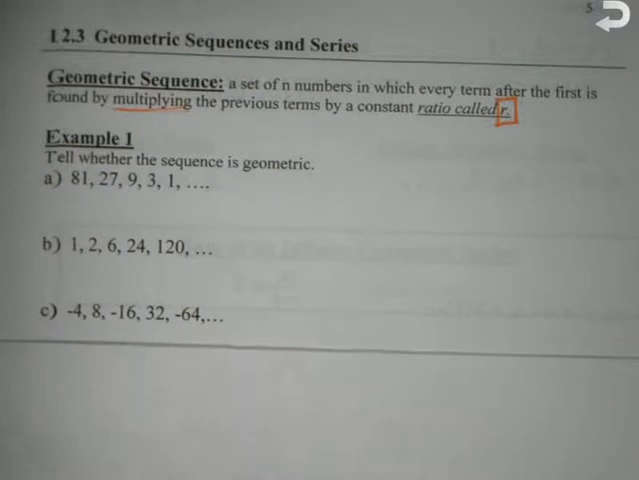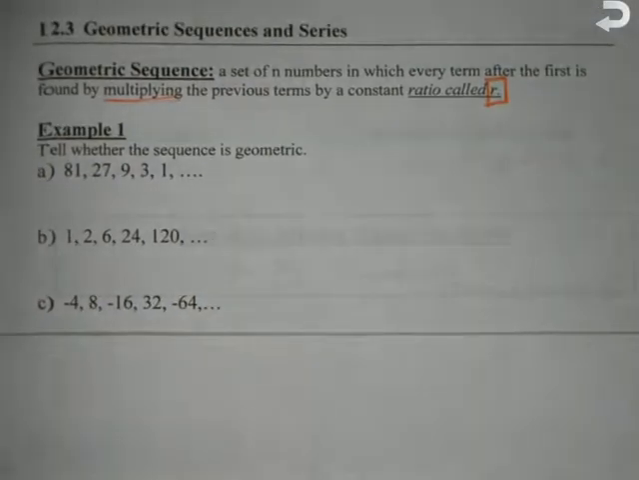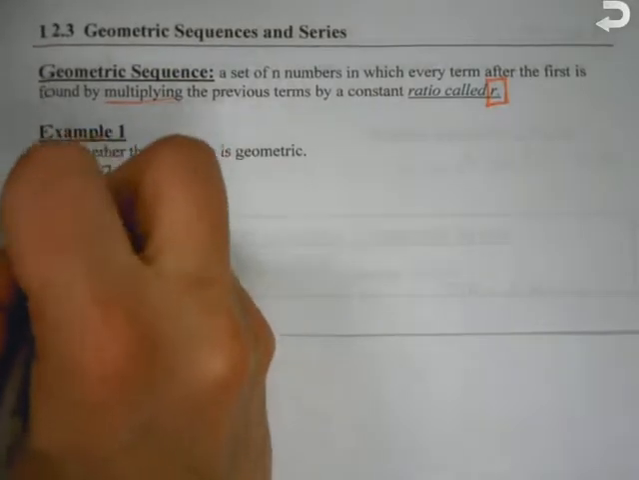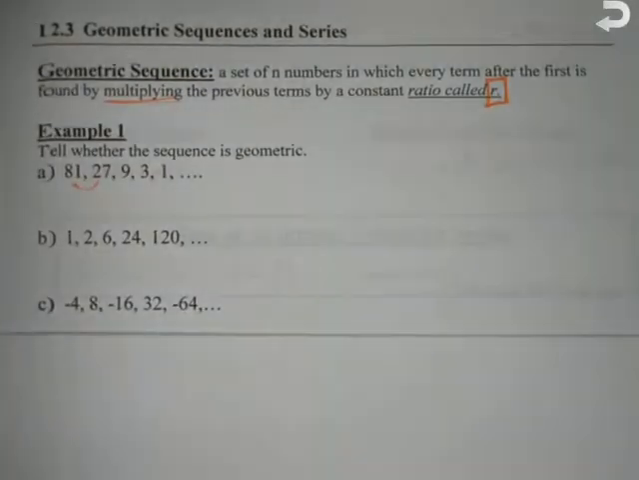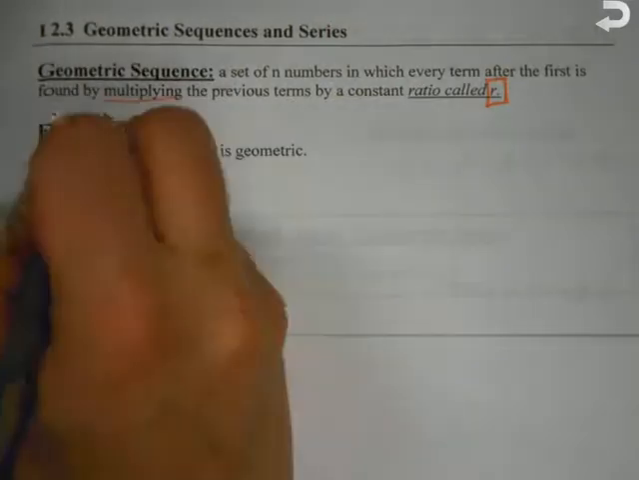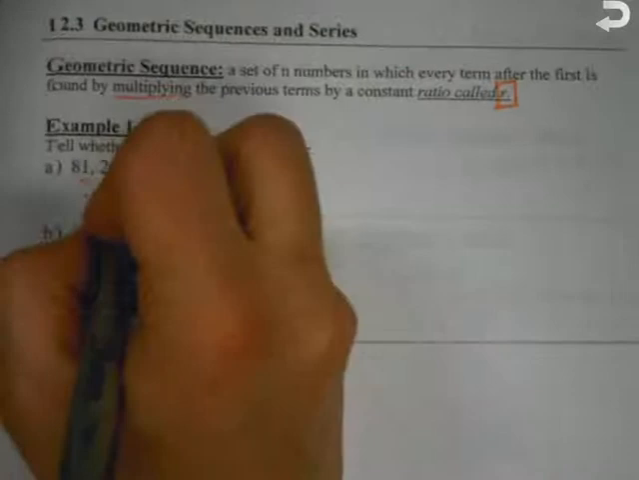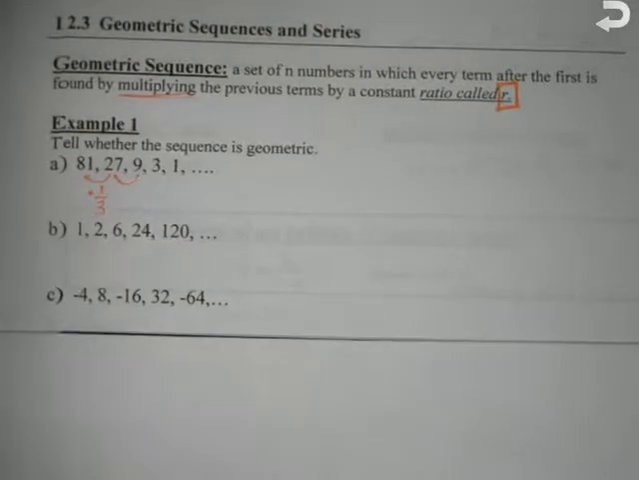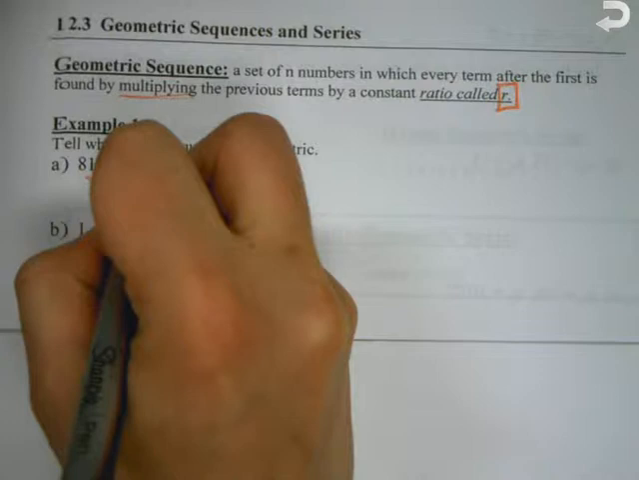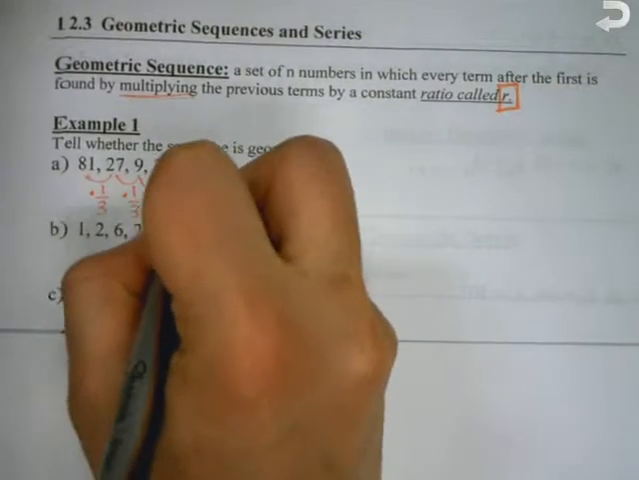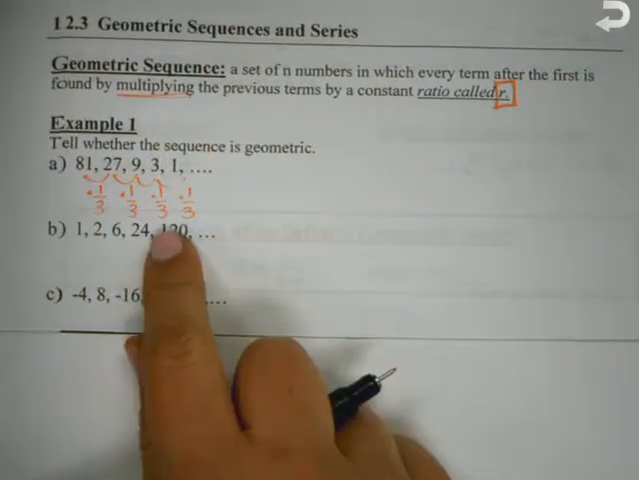So example 1, all we want to do is tell whether the sequence is geometric or not. Looking at part A, 81 to 27, how would I get that? Divide by 3, which is the same as multiplying by 1/3. What about from 27 to 9? Am I multiplying by 1/3 there? What about 9 to 3? 1/3. And 3 to 1, times 1/3. So is A geometric? Yes, it is.